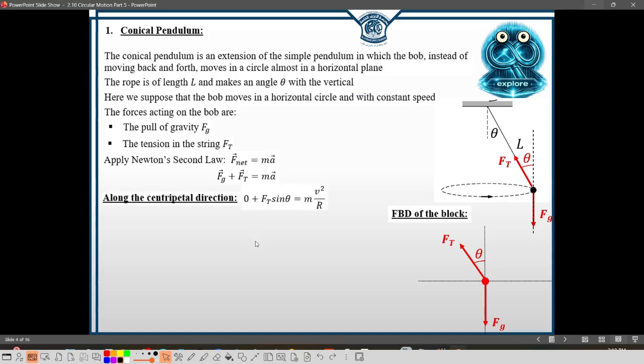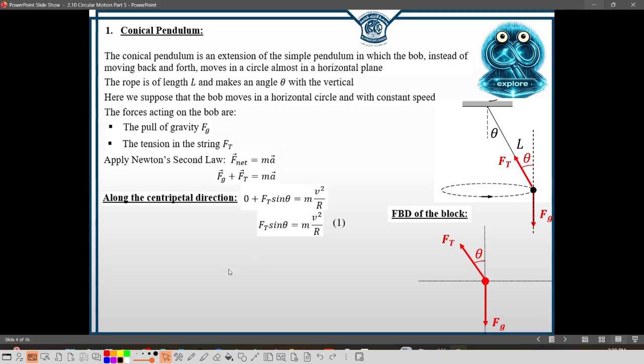Now along the centripetal direction, the net force is Ft sine theta. Remember that the angle of Ft is measured with respect to the vertical. So the vertical component will be Ft cosine theta and the horizontal component will be Ft sine theta. We take the horizontal component because it's the one directed toward the center, and the horizontal component provides the centripetal force. This is why the centripetal force, which is T sine theta, is equal to mv squared over R. So let's call this equation 1.